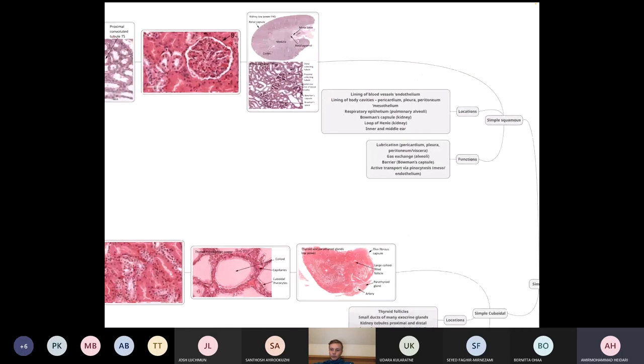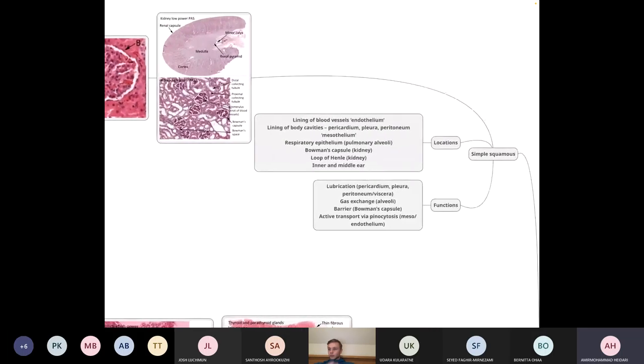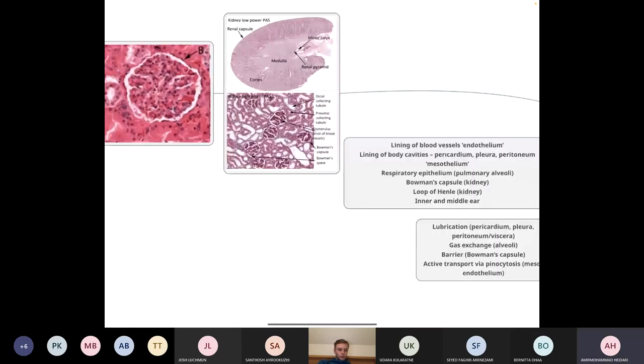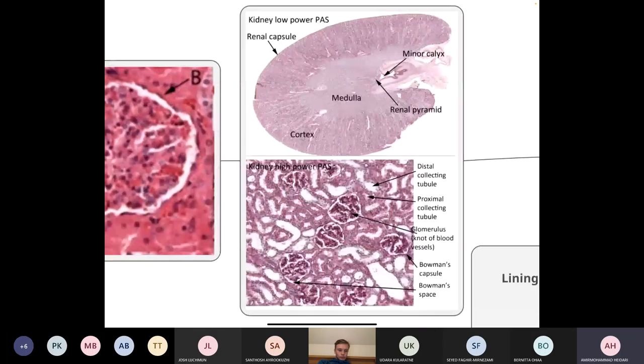So simple squamous, you have the locations here, which I've mentioned previously, and the functions. I'll provide the links and things. The functions are lubrication, gas exchange, barrier, and active transport. I'm not going to go over all the locations, but we're going to go over these photos, which I've gotten directly from our curriculum.